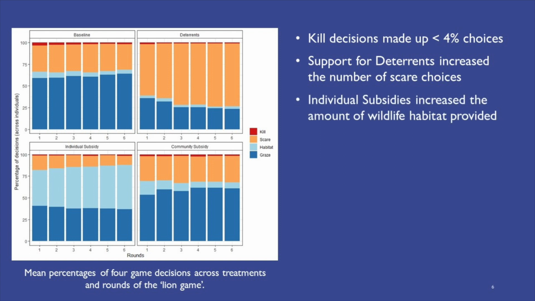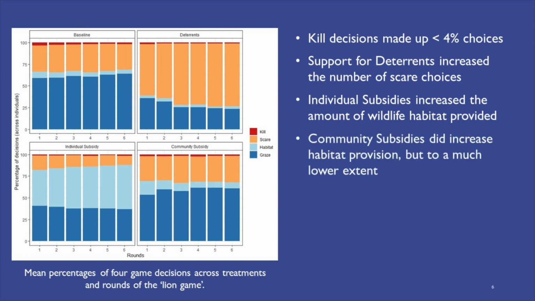And then for the individual habitat subsidies, again, offering points to the individuals for providing wildlife habitat dramatically increased the amount of habitat that was provided in the game, and this continued to increase throughout rounds of that treatment. But for the communal level habitat subsidy, although it did increase the amount of habitat provided, it was to a much lower extent than when they got the individual points for themselves, and the effect decreased across rounds of the game, presumably as they were reacting to their team members not actually providing habitat with them.